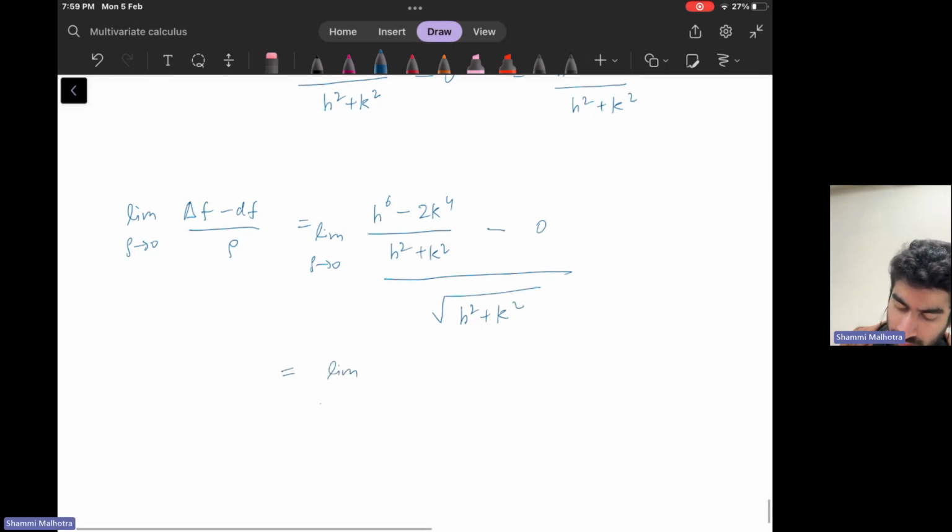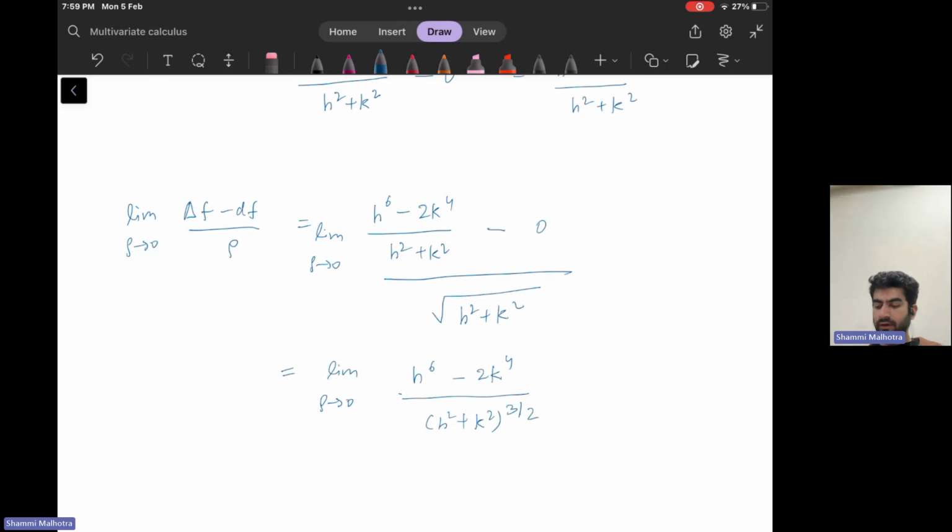So limit rho tending towards 0 of (h raised to the power of 6 minus 2k raised to the power of 4) divided by (h square plus k square) raised to the power of 3 by 2. So again we have seen the numerator has a higher degree than the denominator, so there's a higher possibility that the limit will exist, and this actually turns out to be the case here.